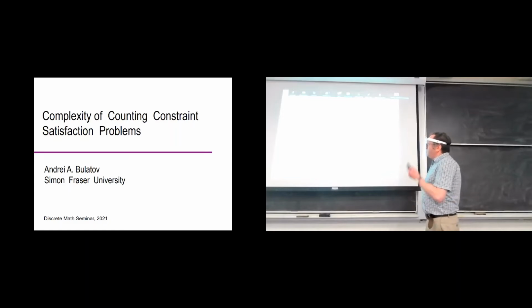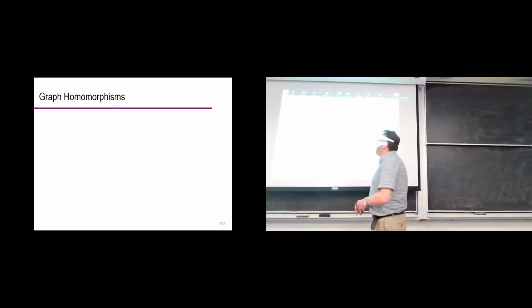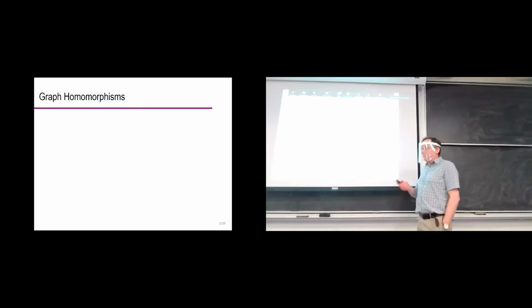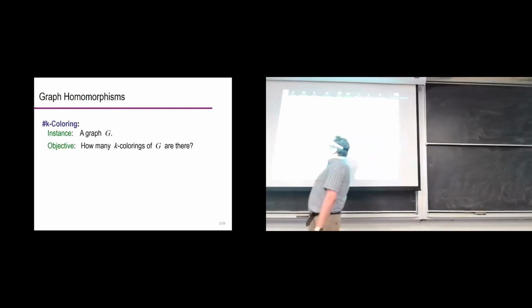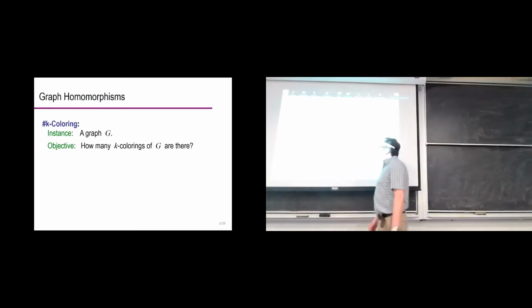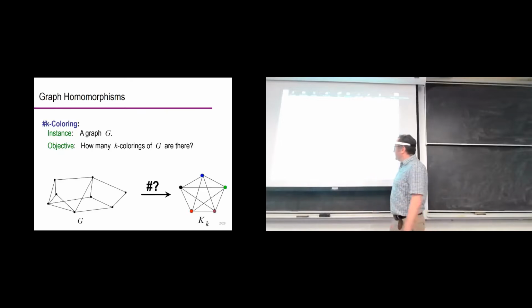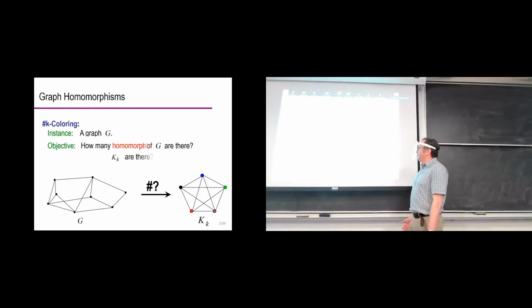So let's start with something that people here should be very well familiar with: graph homomorphisms. If I want to state the k-coloring problem, it's of course the question: can I map my given graph to this pentagon so that every edge is mapped to an edge here? Which basically means that this has to be a homomorphism.